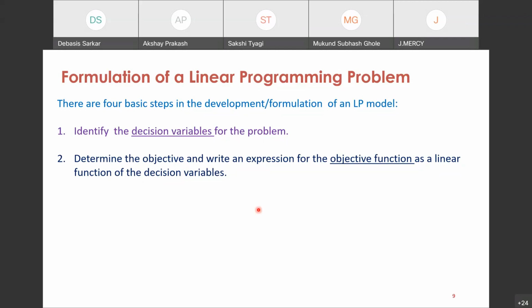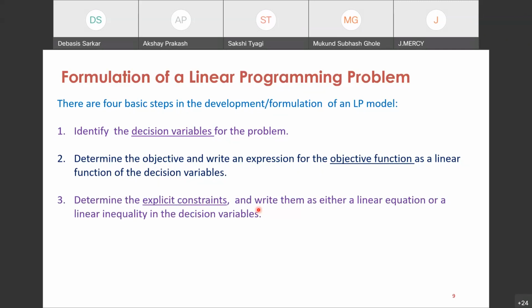Once we have decided the decision variables, we have to decide the objective function, and you know that this will be a linear function of the decision variables. So whatever you maximize or minimize, that function has to be written as a linear function of the decision variables.